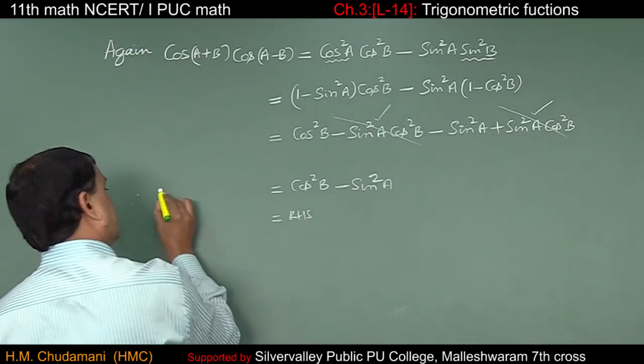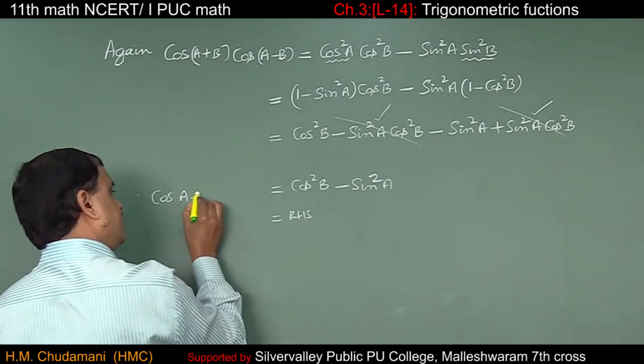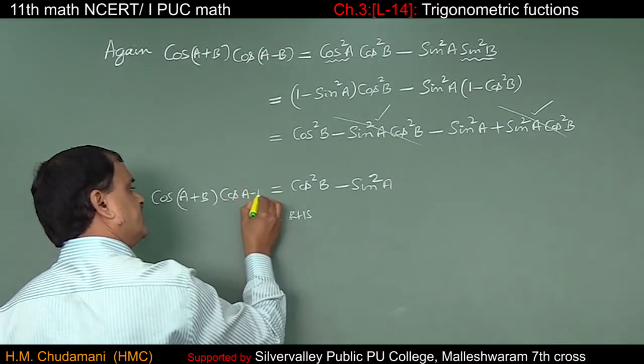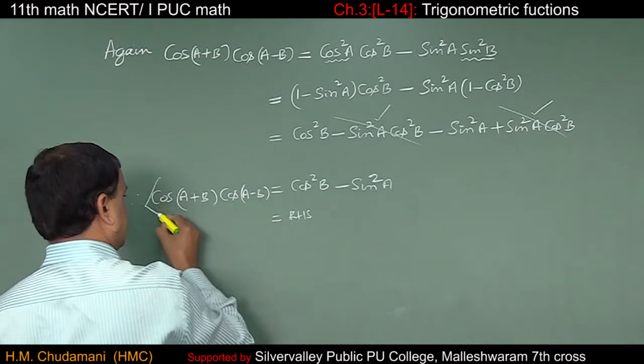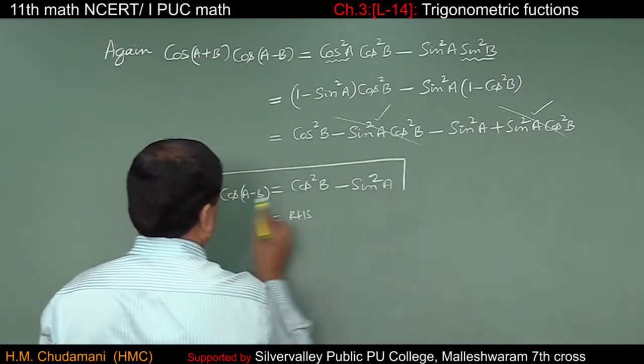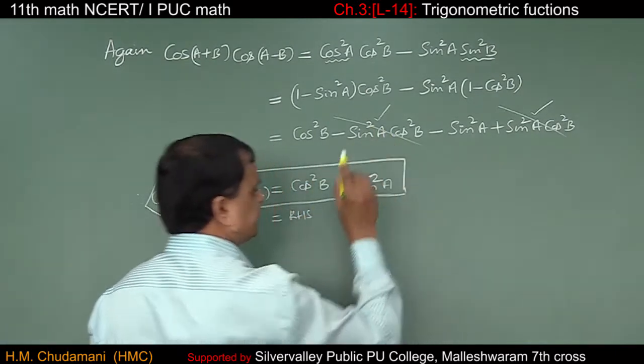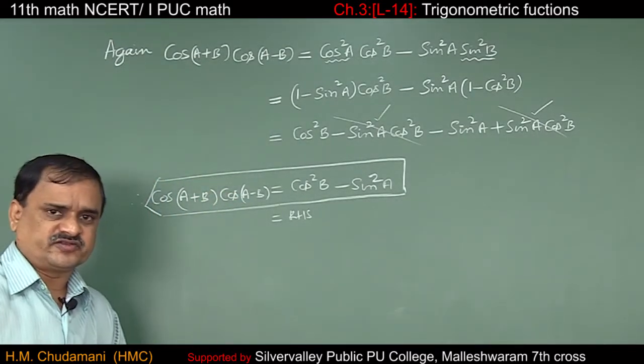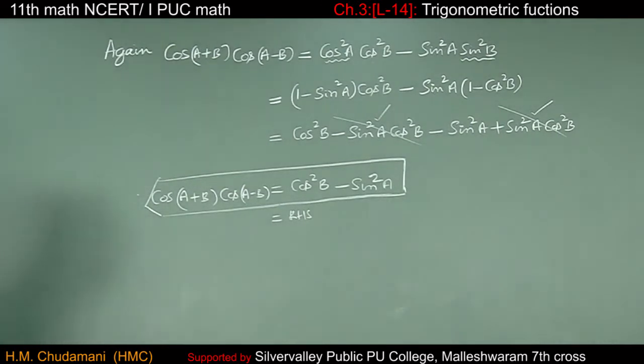Okay. Therefore, cos of a plus b into cos of a minus b can also be written as cos square b minus cos square a. So these are the important identities you are supposed to remember. Okay.